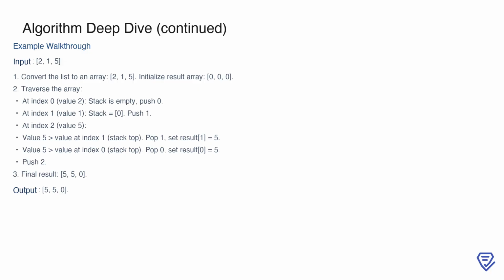Finally, we push index 2 onto the stack. After processing, the stack holds indices of nodes without a next greater value, which remain as 0 in the result array. The final result is 5, 5, 0.